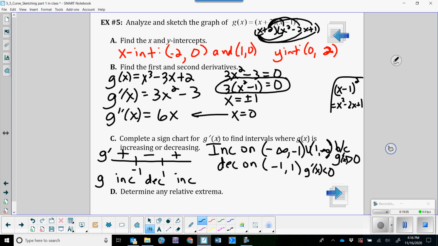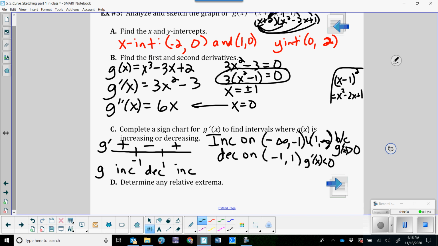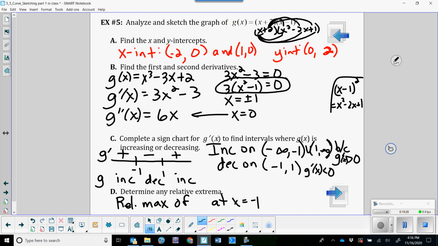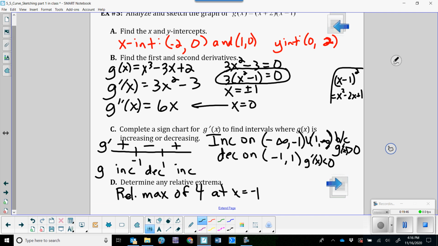Okay, determine any relative extrema. Well, because I already have it on my chart here, it's pretty simple to see. If I change from increasing to decreasing, I'm going to have a relative max at x equals negative 1. So if we plug that into the original function way at the top, which I've now got stuff written all over where I was doing my distributing, if I plug in negative 1, I'll have negative 1 plus 2, which is 1. Negative 1 minus 1 is negative 2 squared is 4. So I'm going to end up with a 4 relative max.